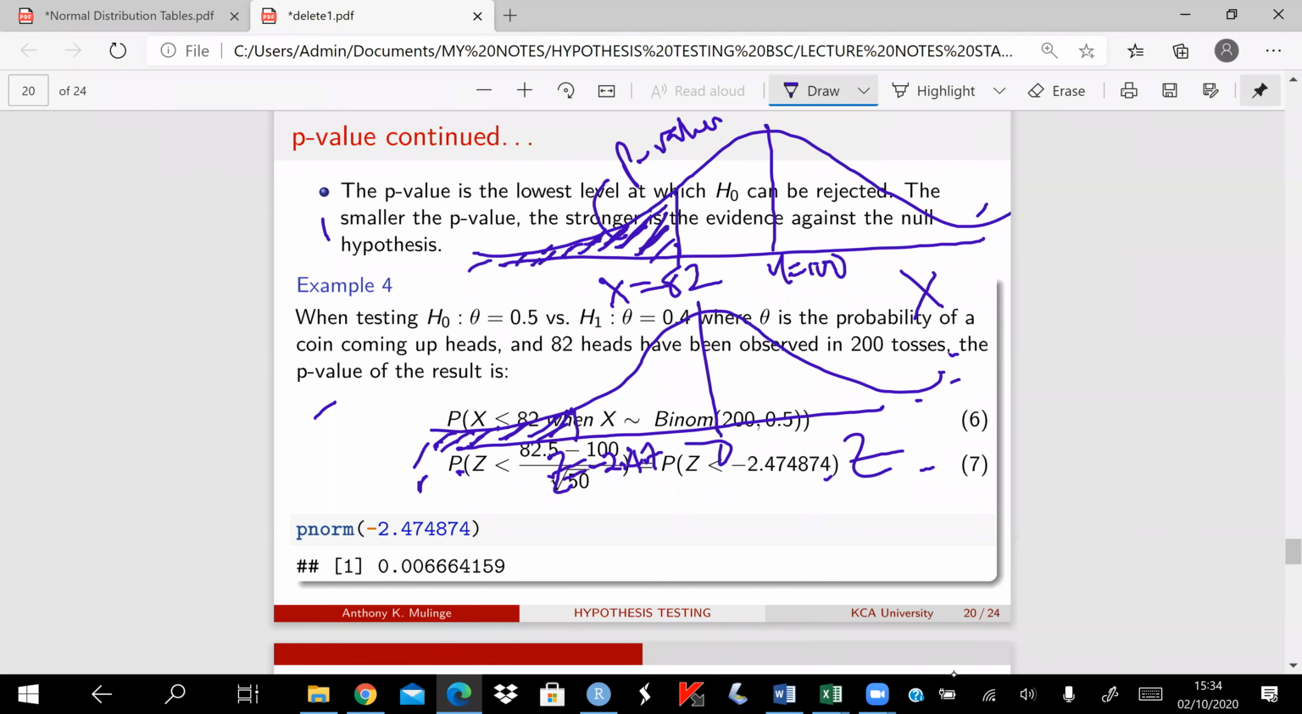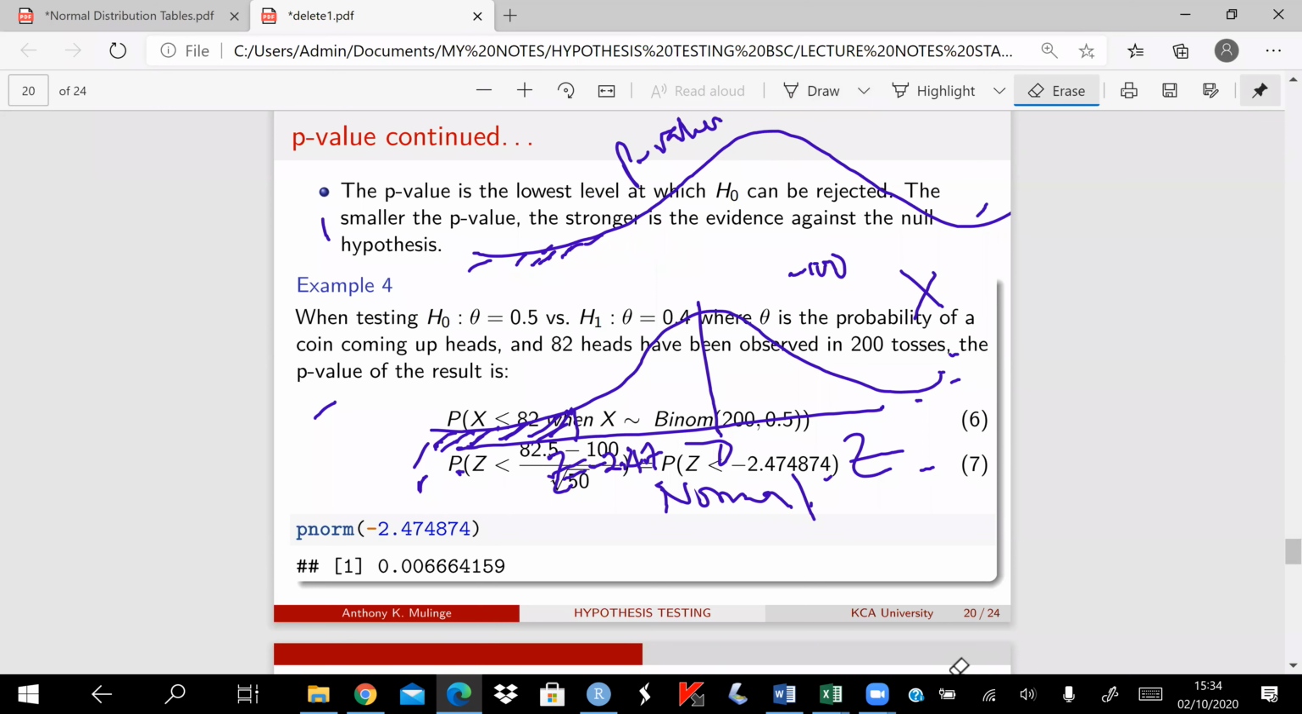So you can use normal tables to find the area on the left-hand side, the shaded area. You can use normal distribution tables, or you can use R to quickly compute those probability values. I'll show you how to use the tables. I think many of you know how to do it. So let me display the normal distribution tables, and we are working with minus 2.47 something.